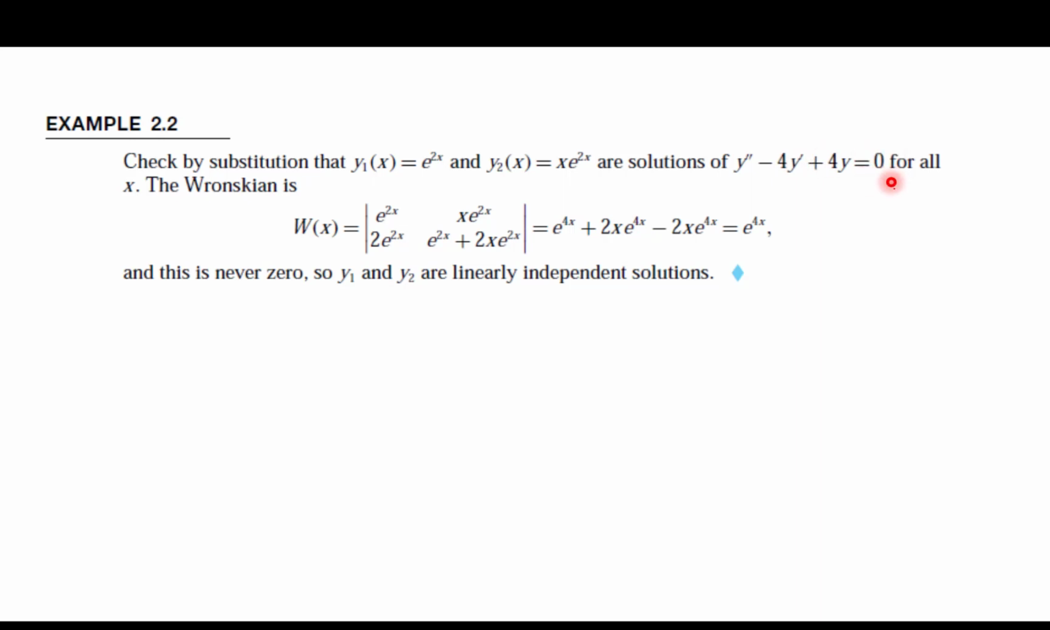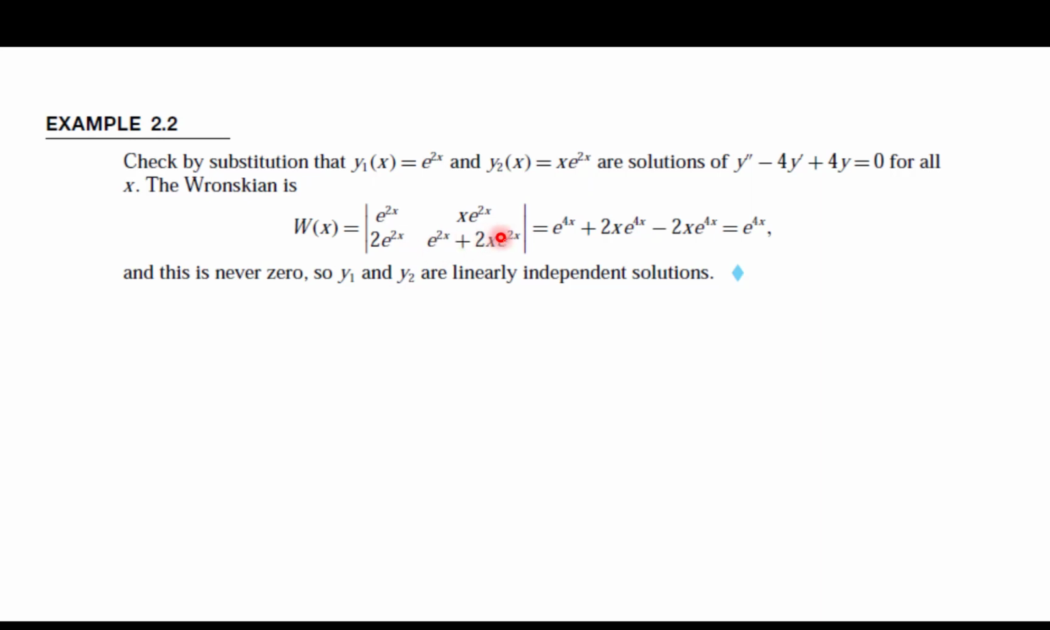Okay. So for all x, we need to check the Wronskian, right? So let's put the first solution, which is e to 2x, in the first row, first column, and its derivative, y1 prime, below it. The derivative of e to 2x is going to be 2e to 2x. And in the second column, we put the second solution, which is x e to 2x.